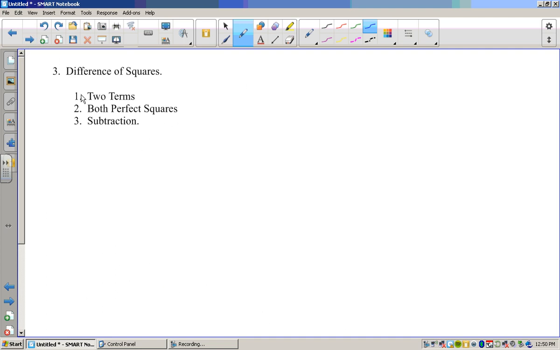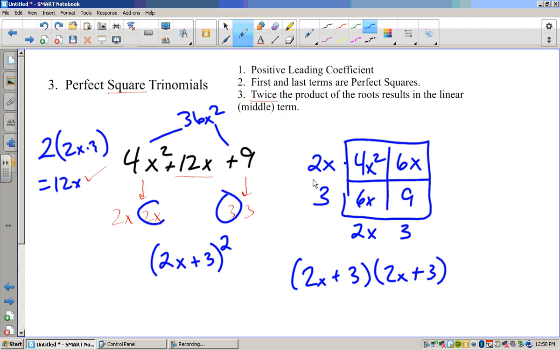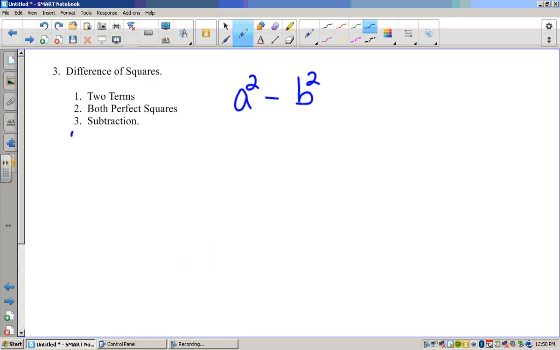Lastly, difference of squares. Difference of squares have two terms. Both are perfect squares, so term 1 would be a squared, let's call it that. The second one would be b squared. And there's subtraction, so a minus in between. So as you look here, it looks kind of like this last one over here, but I don't have a linear term. There's no linear term.